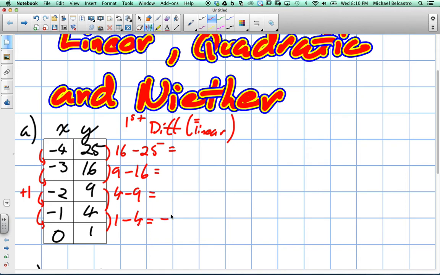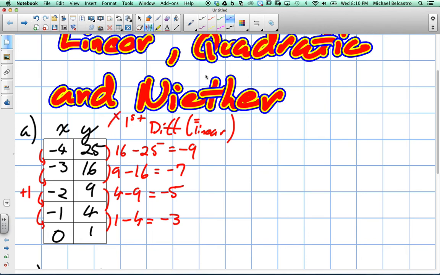1 subtract 4 is negative 3. 4 subtract 9 is negative 5. So we already got something that's different here. Right? 9 subtract 16 is negative 7, and 16 subtract 25 is negative 9. So this is not linear because none of these are the same. So first differences doesn't work for us.